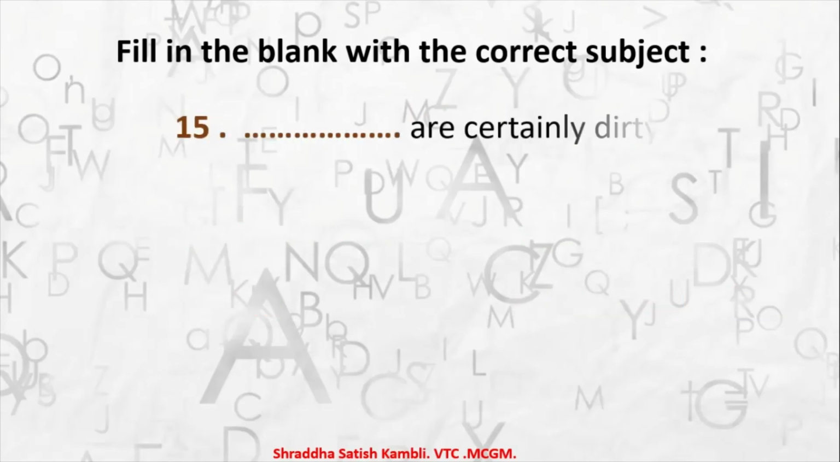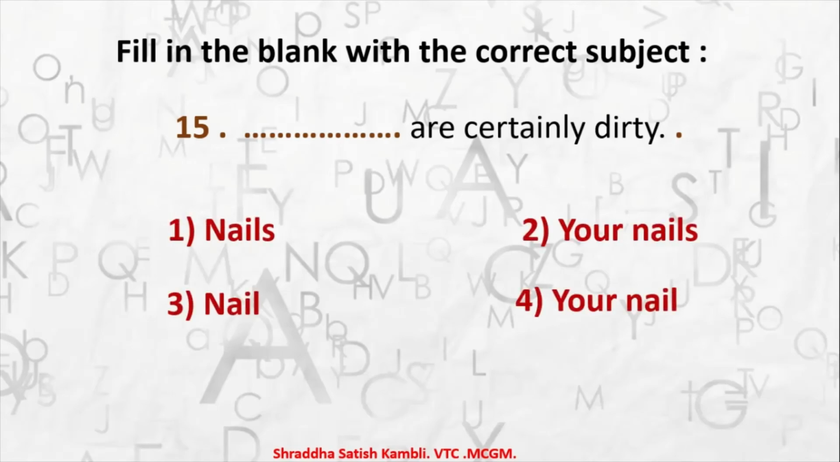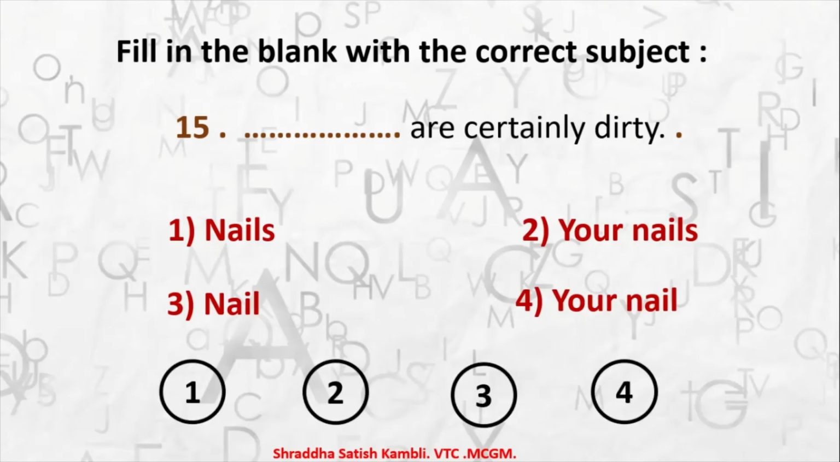Now we come to the last example in this pattern. Dash are certainly dirty. What are certainly dirty? Your nails are certainly dirty. Which one will be the right one, children? Yes, now you know that it will be your nails. If it was your nail, then it would have been is. So your nails are certainly dirty is the right answer.